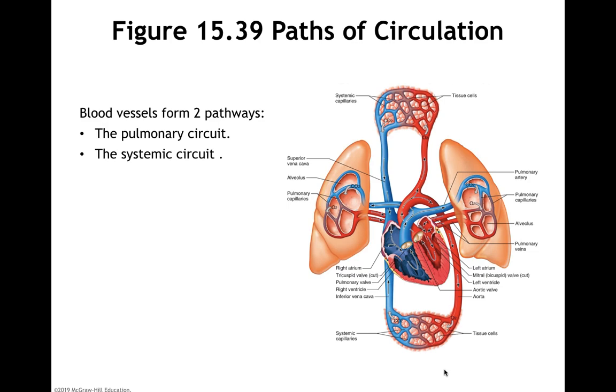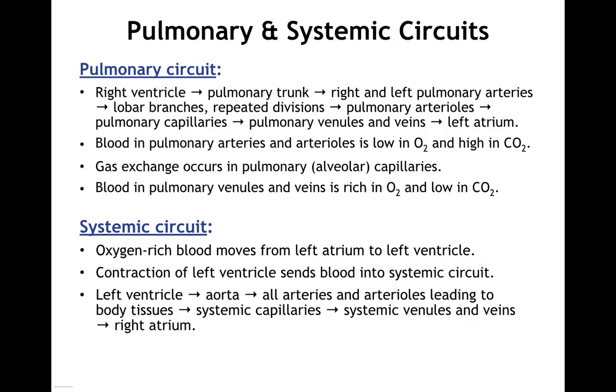Paths of circulation. There are two principal pathways, the pulmonary circuit and the systemic circuit. The pulmonary circuit goes from the right ventricle to the pulmonary trunk, right and left pulmonary arteries, lobular branches, pulmonary arterioles, pulmonary capillaries, pulmonary venules and veins, back to the left atrium.